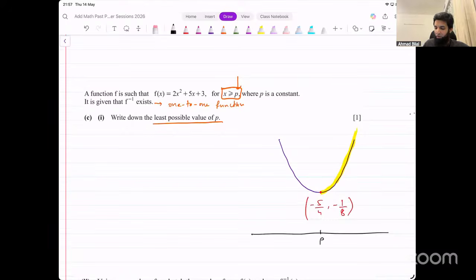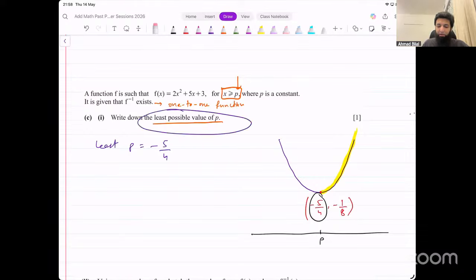So what's the x coordinate of the turning point? That's negative 5 over 4. That is what you write down as the answer. The least possible value for p is negative 5 over 4. Now that's a standard question. You can write down the answer directly in all such questions. You will just have to write down the x coordinate of the turning point if it's a quadratic function. Okay?